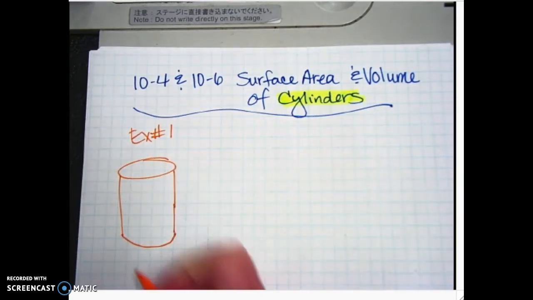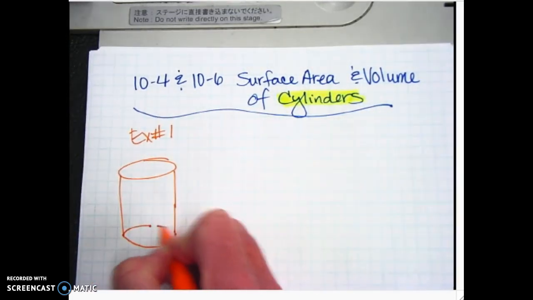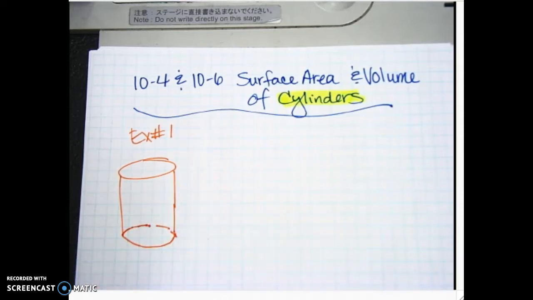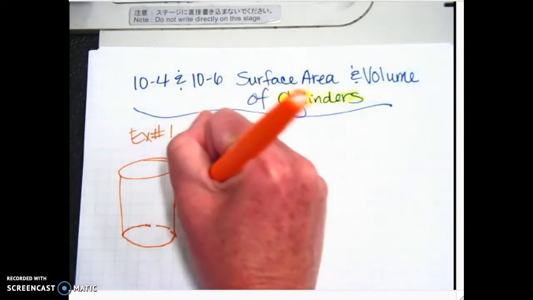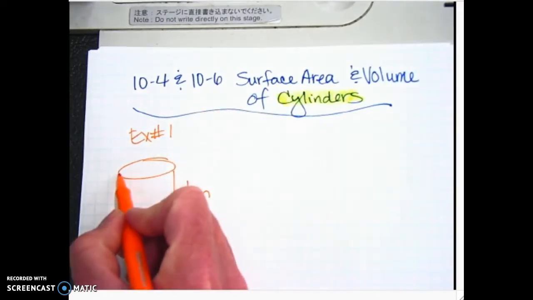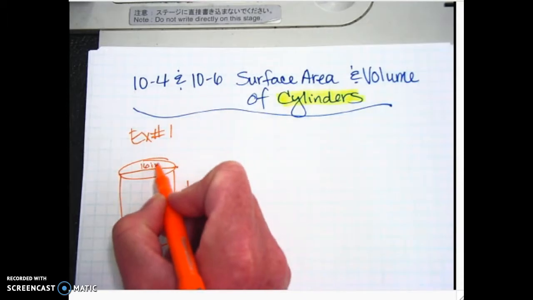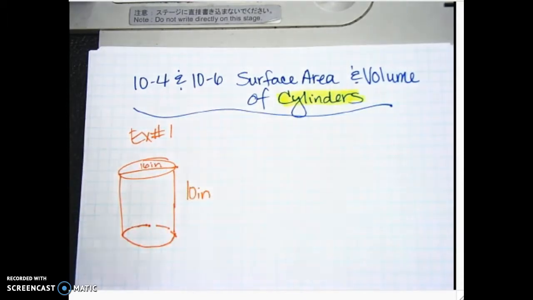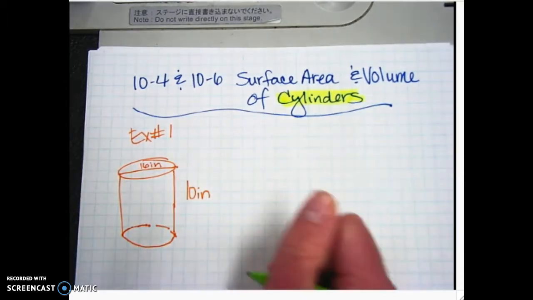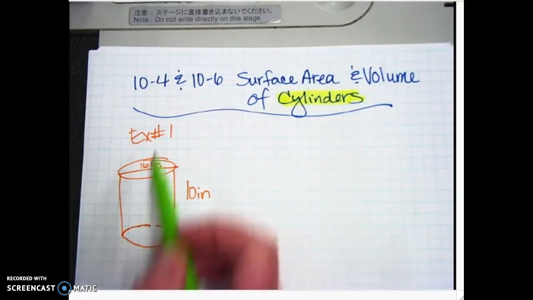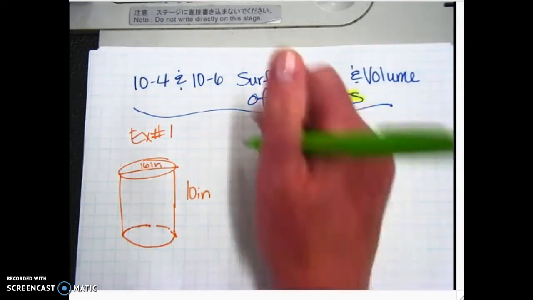We're going to start by drawing our figure. That should be dashed. And then I'm going to give you some information. So label some parts. We've got 10 inches over here and 16 inches here. Pretty obvious. What is it? A circle? A cylinder. So the bases are circles, but because it's three-dimensional, it's called a cylinder.